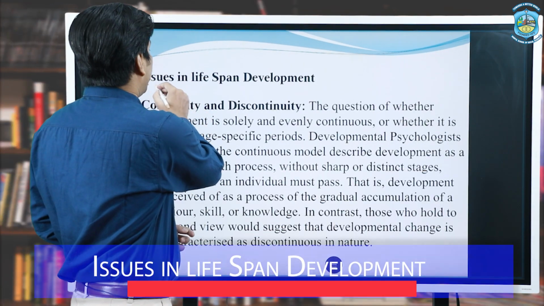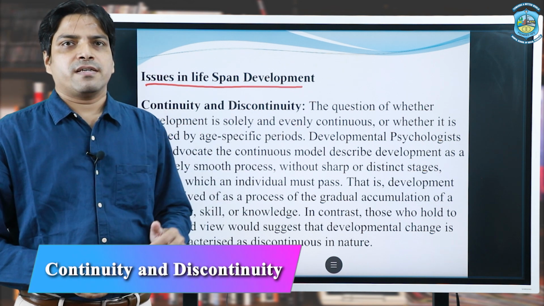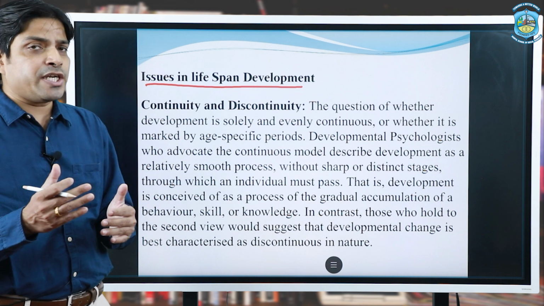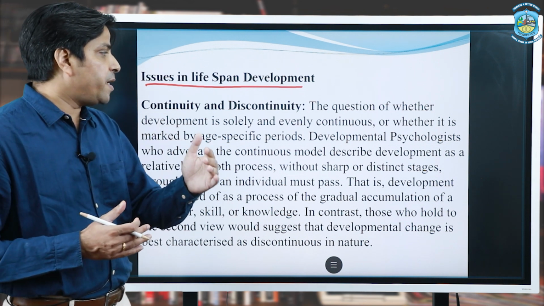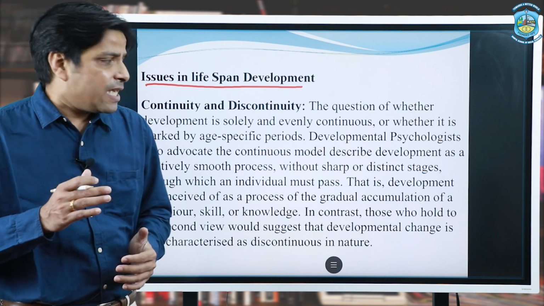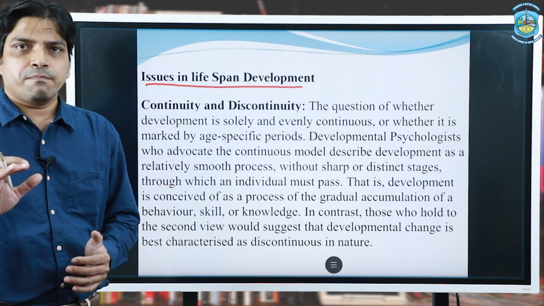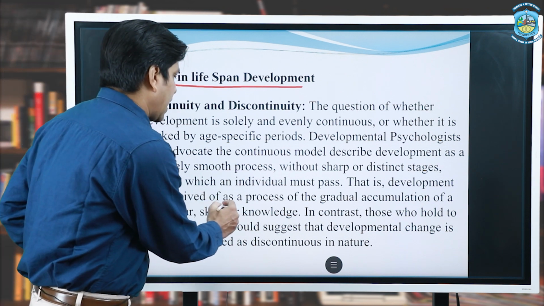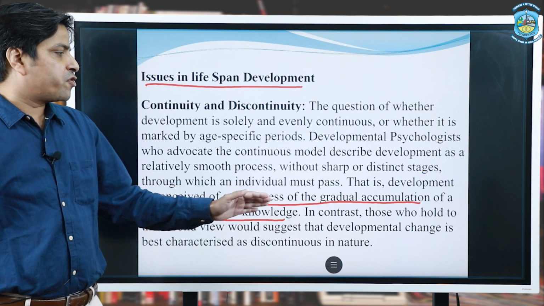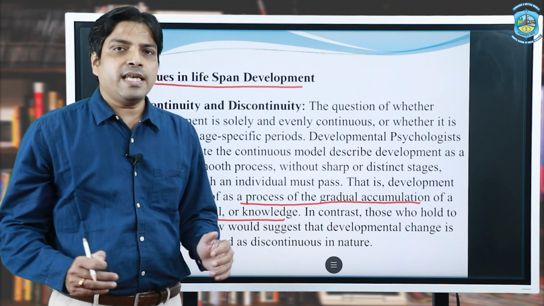Now comes issues in lifespan development. The first issue in lifespan development is continuity and discontinuity. What do you mean by continuity and discontinuity? The question is whether development is solely and evenly continuous or whether it is marked by age-specific periods. Developmental psychologists who advocate the continuous model describe development as a relatively smooth process without sharp or distinct stages through which an individual must pass. That is, development is conceived as a process of the gradual accumulation of behavior, skills or knowledge. In contrast, those who hold the second view suggest that developmental change is best characterized as discontinuous in nature.